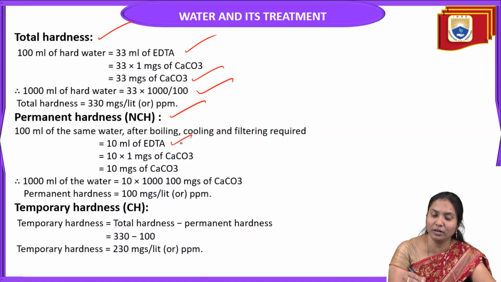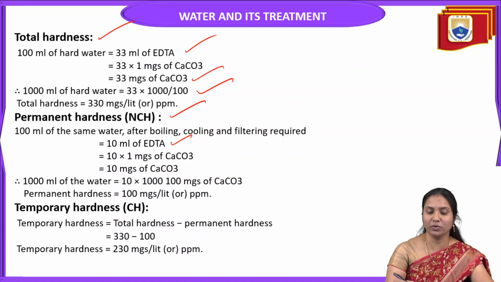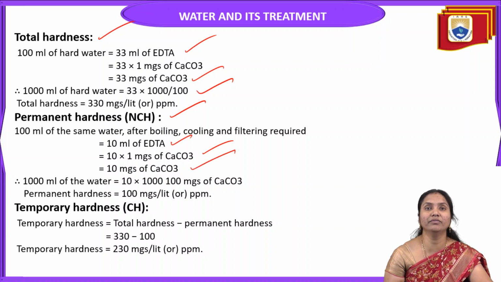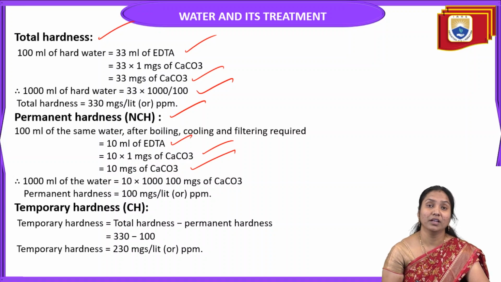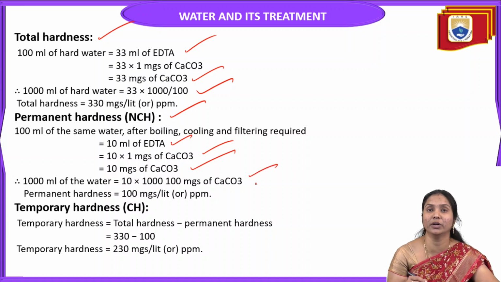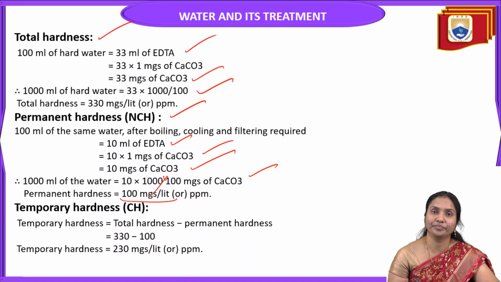So how much ml of EDTA is required? 10 ml of EDTA. So it is equal to 10 into 1 milligram of CaCO3, which is 10 milligrams of CaCO3. So 100 ml of the same water after removing temporary hardness requires 10 milligrams of calcium carbonate. Therefore, 1000 ml of water is equal to 10 into 1000 by 100, which is 100 milligrams per liter and 100 ppm. So the permanent hardness of the given water is 100 ppm.